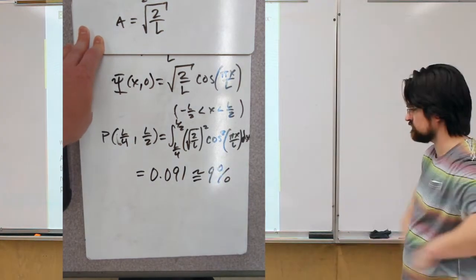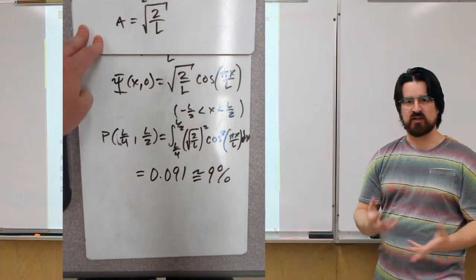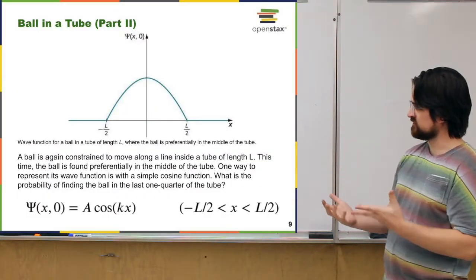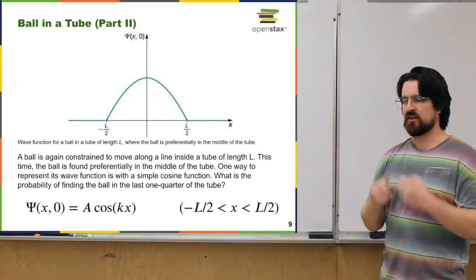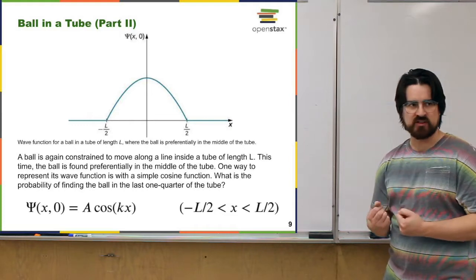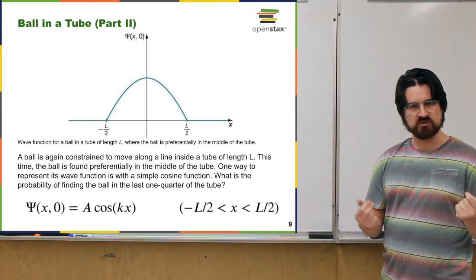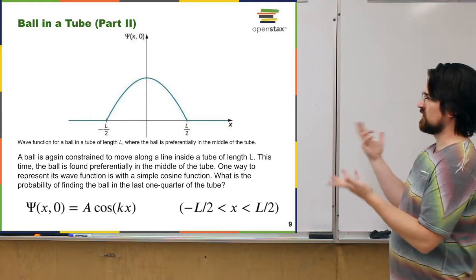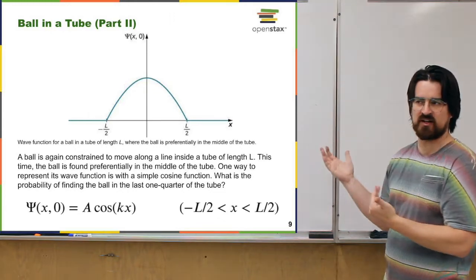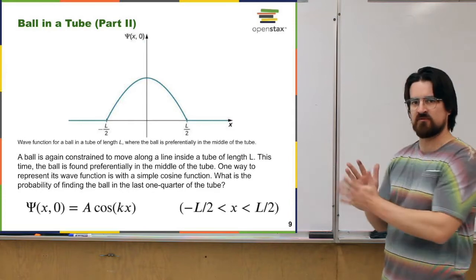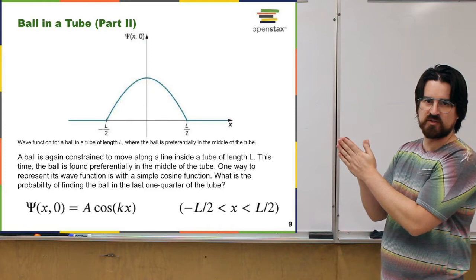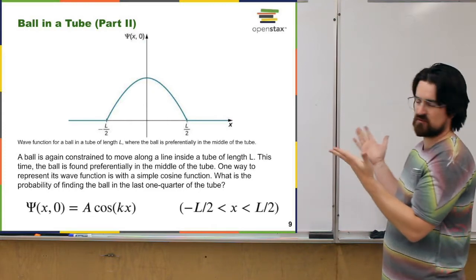So there you go, another example where we were given the form of a wave function. We had to normalize it ourselves, but now that we did that, we can use that wave function to get out probabilities of finding this ball in the tube, even when the ball is preferentially going to be found in the middle of the tube. The wave function was set up so it is that way. When we asked, what's the probability of finding it in the upper quarter of the tube? It should be fairly low because it's much more likely to be found in the middle. And we found it was about 10%.